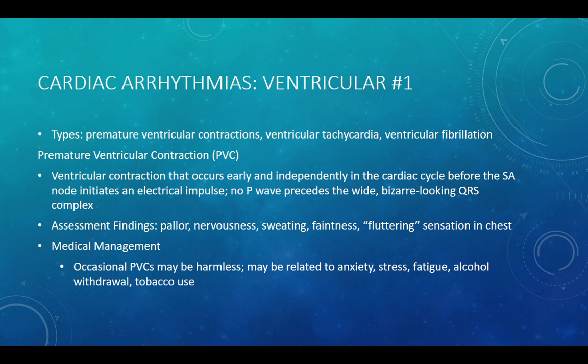Premature ventricular contractions, or PVCs, people have those all the time, and most of the time they don't even know they're having them. Unless, of course, they have couplets or runs or something like that, and then they get lightheaded and dizzy, and then they fall down and go boom. Ventricular contractions that occur early and independently in the cardiac cycle, before the SA node initiates the electrical impulse. No P wave precedes the wide, bizarre-looking QRS complex.